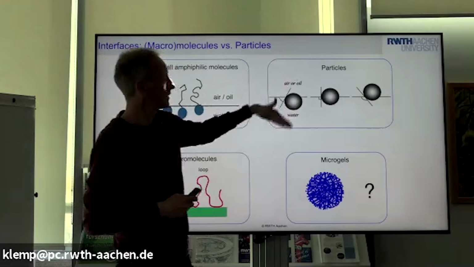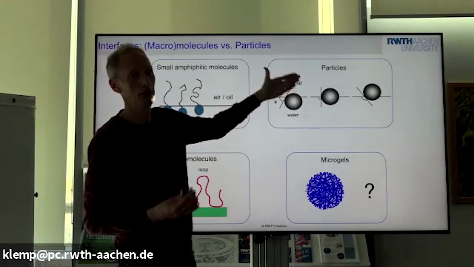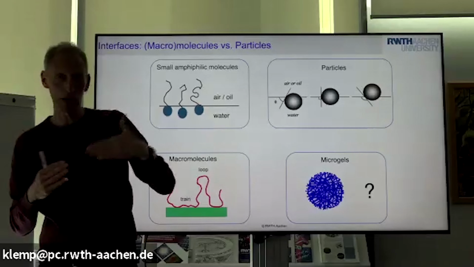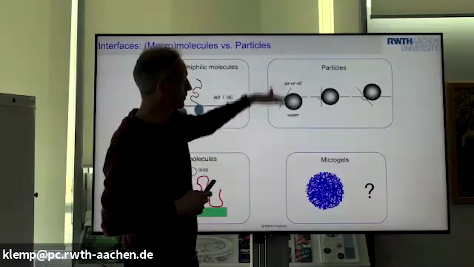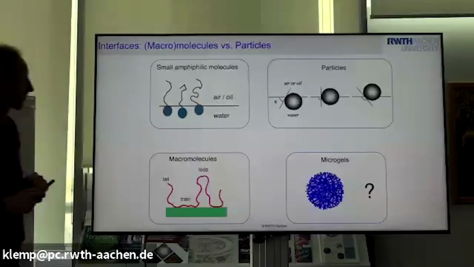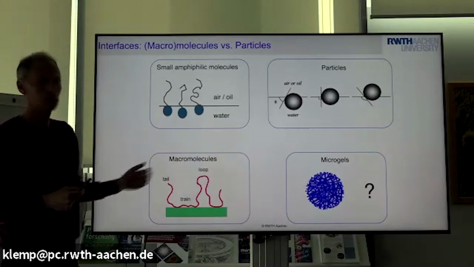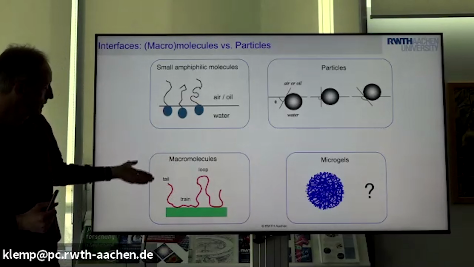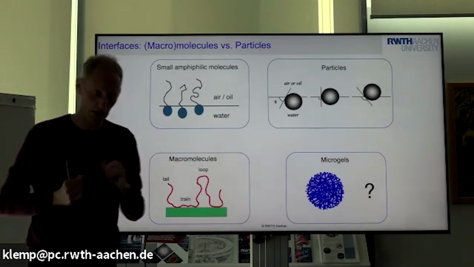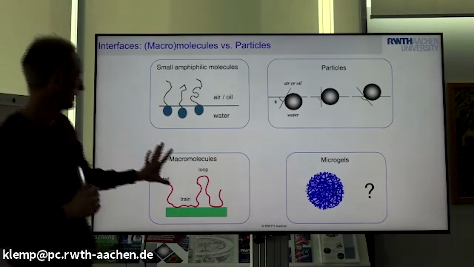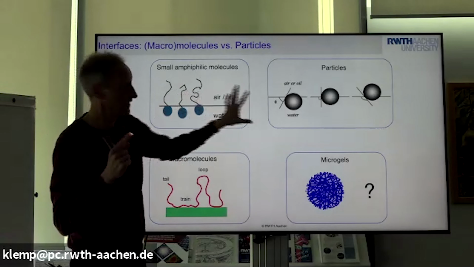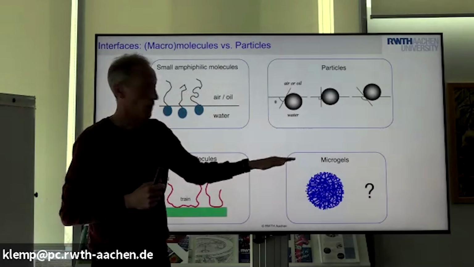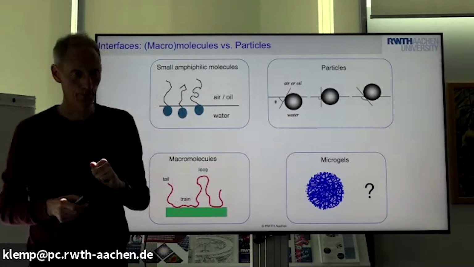Particles can also adsorb to interfaces, famous Pickering and Ramsden emulsions, depending on the wetting properties of these particles. They are either sitting in one of the two phases. And macromolecules also adsorb, and they can adsorb in this kind of tail, train, and loop conformation of a chain. So that is different depending on the architecture or the structure of the material. So how do microgels behave?